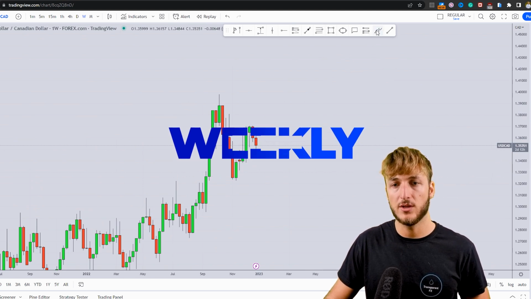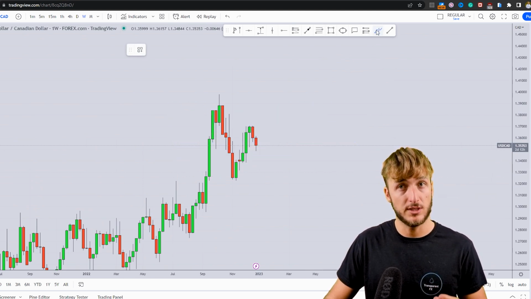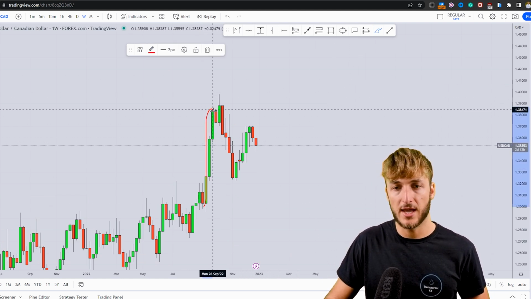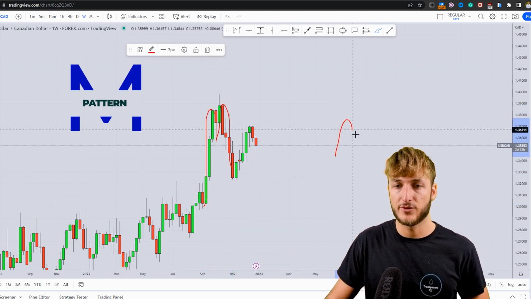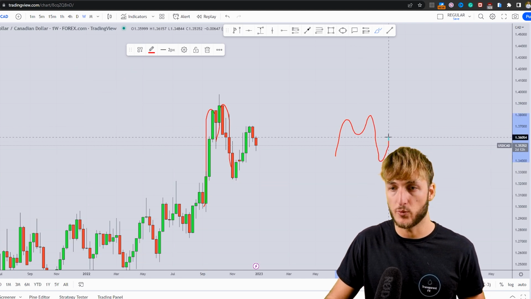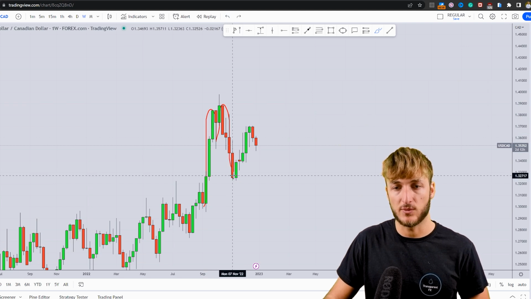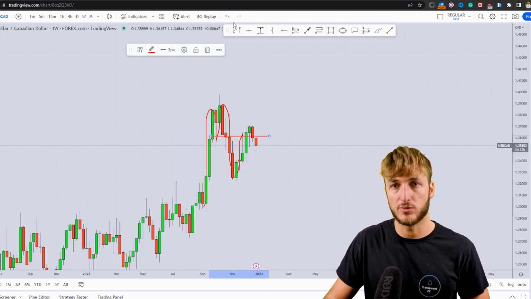Now, here on the weekly, we see two patterns that just completed and one that could potentially complete in the future. We see how we had the creation of this M pattern. After the creation of an M pattern, what we want to see is a move to the upside and completion of the pattern at the neckline. That is exactly what the market did. We had the move to the upside and completion of the pattern.